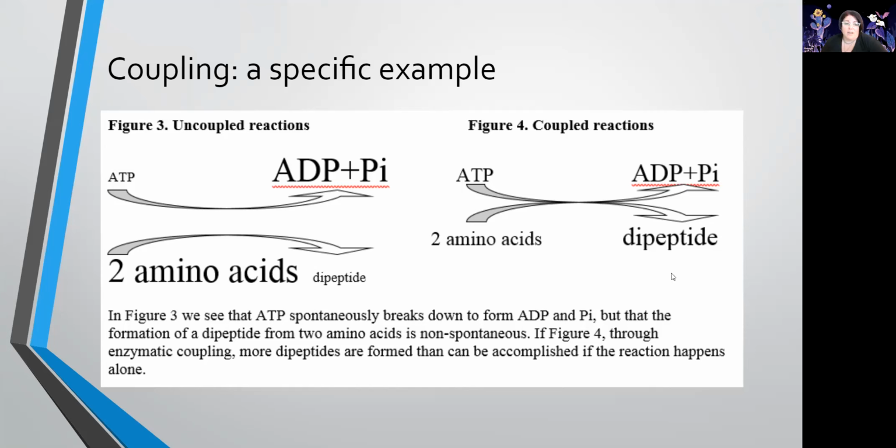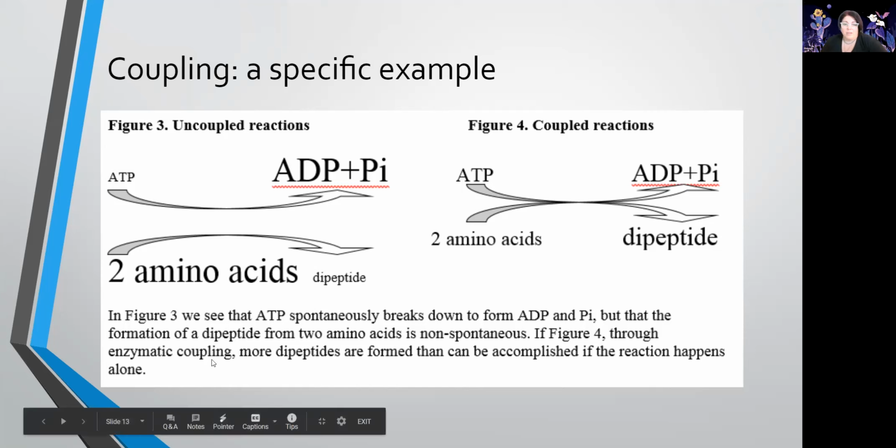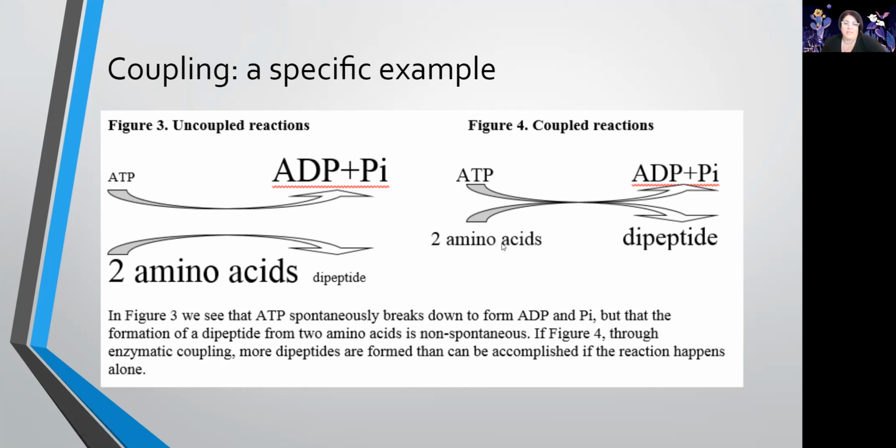In this case, if you remember your enzymatic coupling for this specific reaction, this is dehydration synthesis and it takes place in the ribosome. So in this case, the ribosome is the enzyme and it's bringing ATP and amino acids together so that both of these reactions can happen at the same time. And that facilitates this non-spontaneous reaction because it's allowing this reaction to happen right next to it.